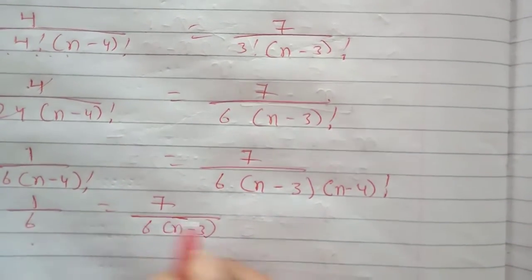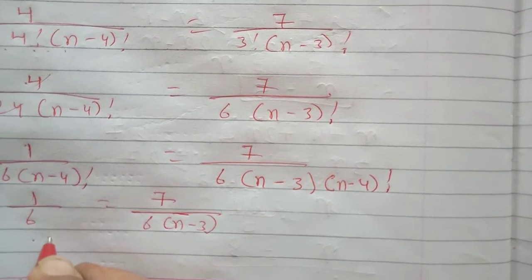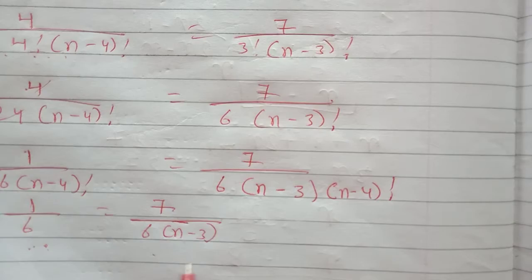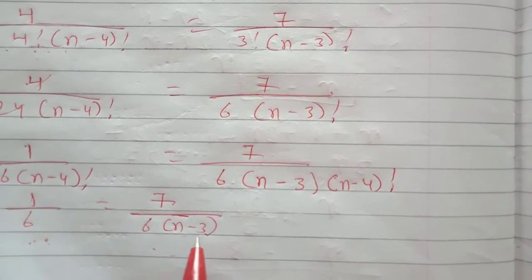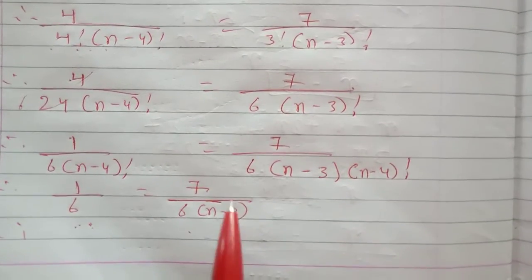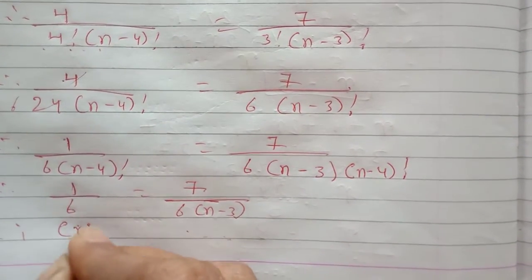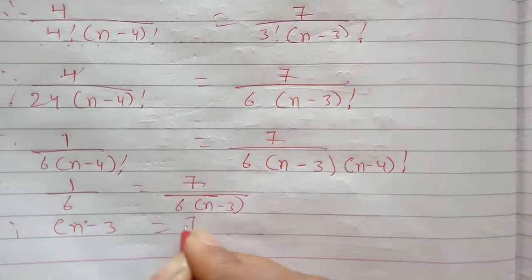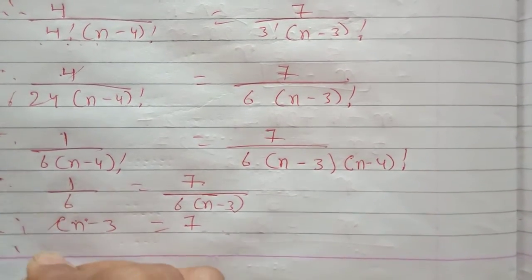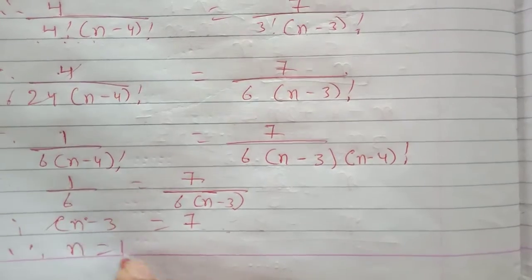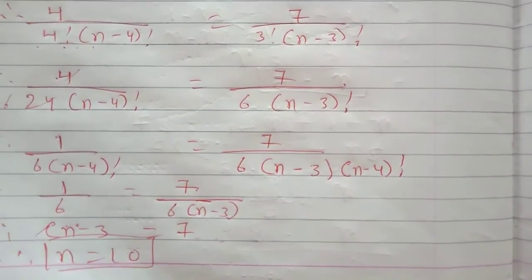Therefore, one upon 6 into 7, 6 n minus 3. Now simple cross multiplication. So here it will be left, that is n minus 3 is equal to 7. So therefore now 3 will come, 7 plus 3 is 10, so therefore n is equal to 10.